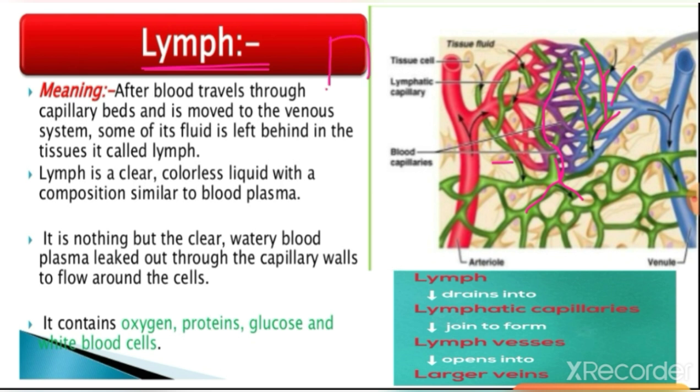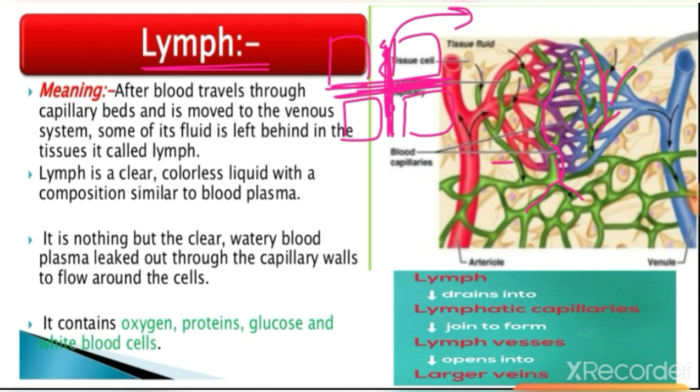If this is a cell and these are the two cells, this is the third cell, this is the fourth cell. So in this gap there is also some liquid, and this liquid which has not been passed into the capillaries, this extracellular fluid, is being collected by the lymphatic capillaries, and this extracellular liquid is known as lymph. It means when it enters into the lymphatic vessel, it is known as lymph.